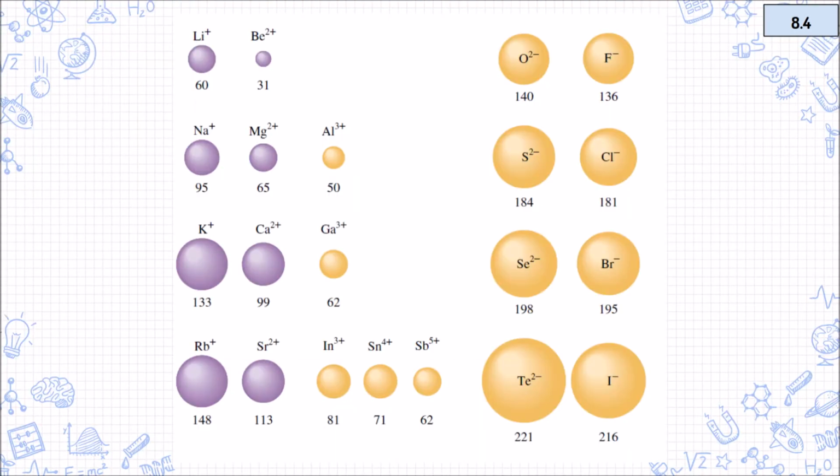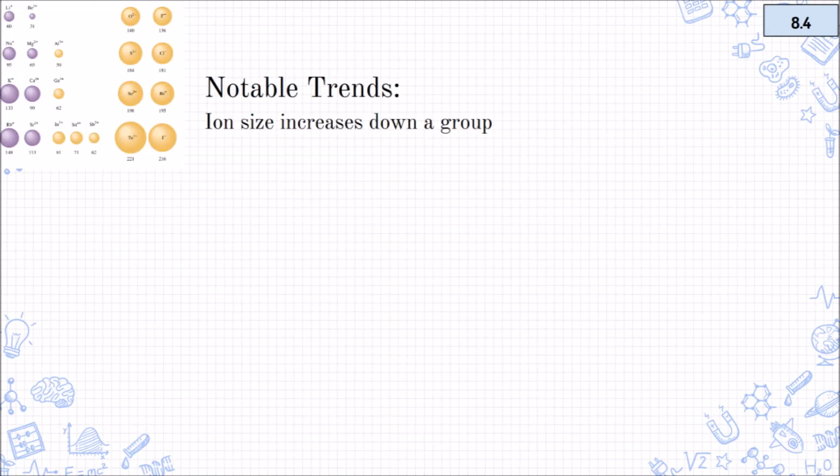Here's a bunch of ions and their sizes. Notice that there are trends with ion size. Ion size increases down a group due to greater number of filled electron shells resulting in greater radii. Across a period, funky things happen because some ions lose and other ions gain electrons. According to Zumdahl, it's complicated.